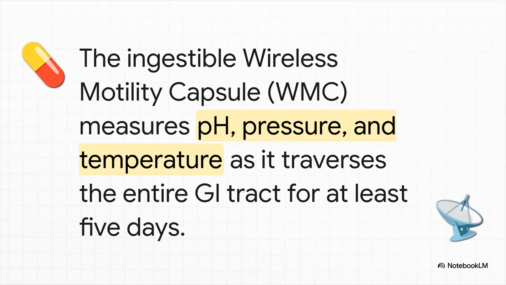It's constantly measuring pH, pressure, and temperature. For example, that sharp drop in pH tells us exactly when it left the stomach, and a rise in pH tells us when it hit the small bowel. This lets us calculate gastric emptying time, small bowel transit, and colonic transit, all from one test and with no radiation.